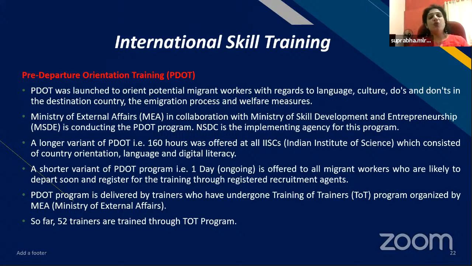Okay. So now what is P dot doing? P dot is giving you two types of training. One is long variant training and one is short variant training. Long variant, in the sense, it is for the period of 160 hours, whereas short variant, it is for the period of 1 day.